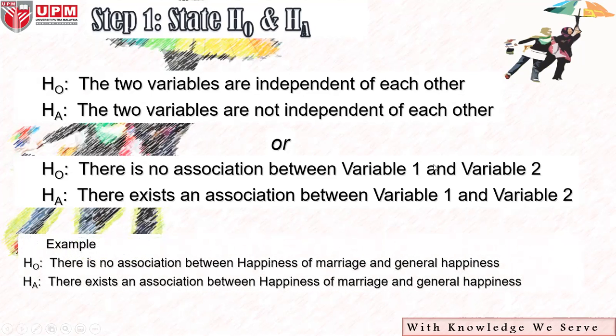Okay, and then for our case, in the null hypothesis, we will state there is no association between happiness of marriage and general happiness. And then our research hypothesis: there exists an association between happiness of marriage and general happiness.